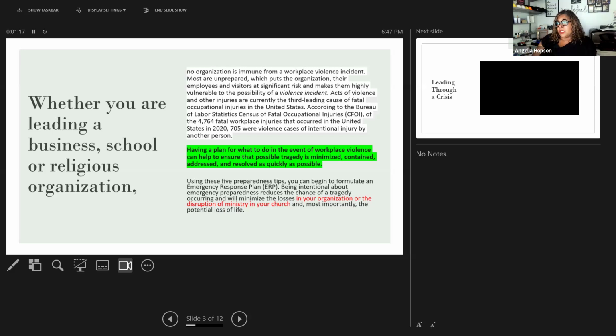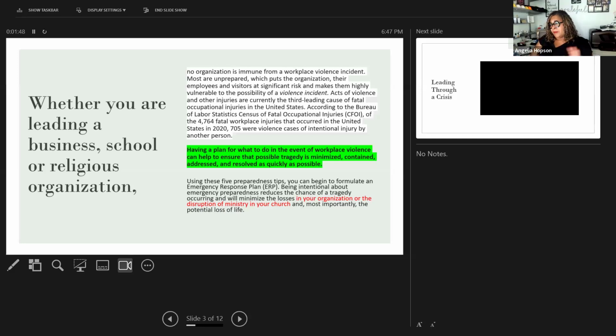Acts of violence and other injuries are currently the 3rd leading cause of fatal occupational deaths in the country. According to the Bureau of Labor Statistics, there were 4,764 fatal workplace injuries in the U.S. in 2020. 705 were violent cases. Okay? So having a plan for what to do in the event of workplace violence can help ensure the possible tragedies are minimized, contained, addressed, resolved as quickly as possible.